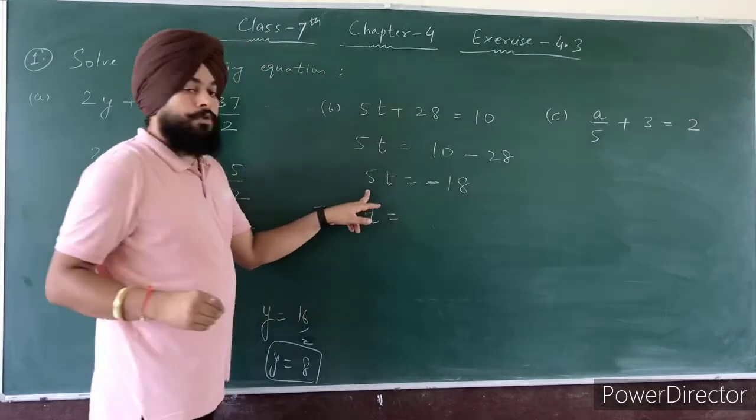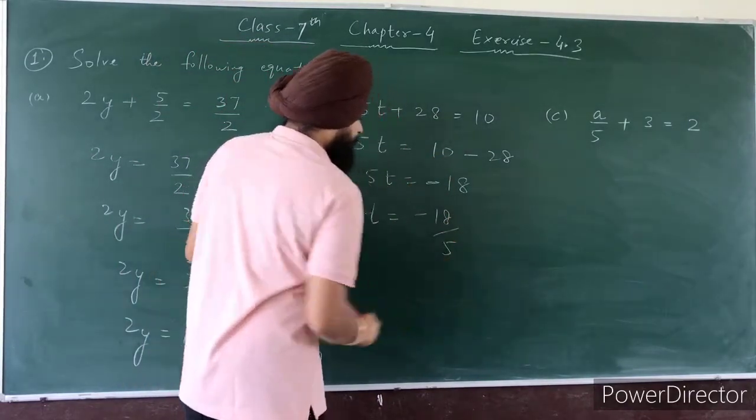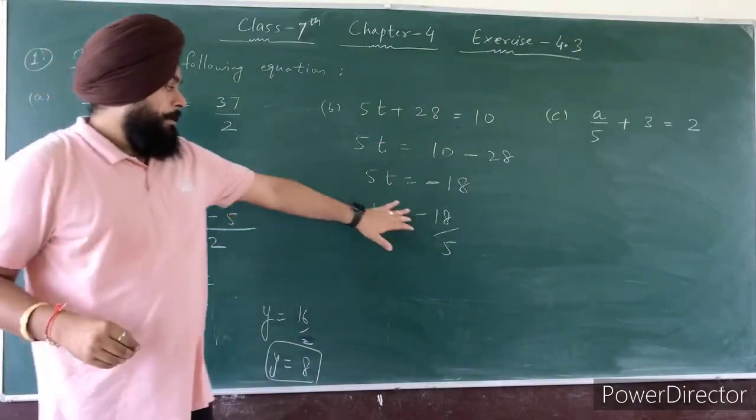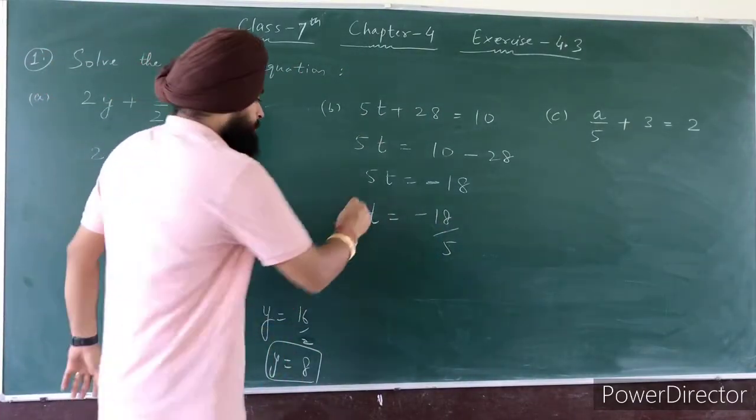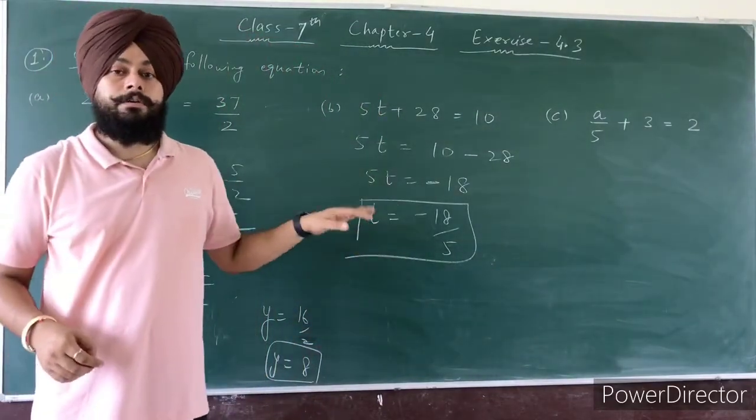Now next, the 5 is the coefficient of t here. When you take it on the right side, it becomes divided by 5: minus 18 by 5. Now 18 doesn't come in the table of 5. So you leave the answer here. The value of t is minus 18 over 5.